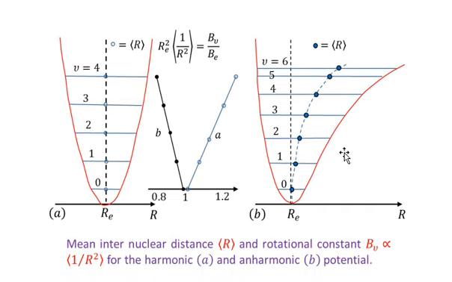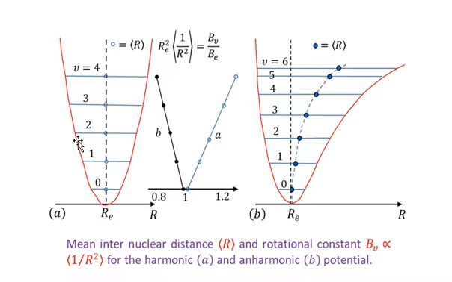Now let's look at this figure and first go through the caption. The mean internuclear distance R, the average value of R, and the rotational constant B_v, which is the vibrational constant, is proportional to the average value of 1 over R squared. These two quantities have been shown for the harmonic potential, shown on the left hand side as A, and the anharmonic potential shown in part B, that is on the right hand side of this figure. So you see that both of these figures show the potential.